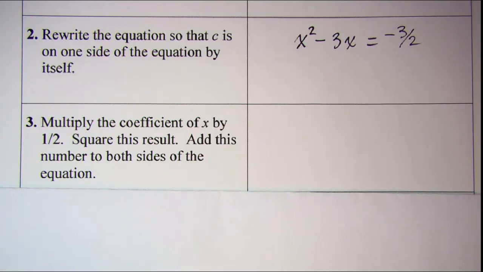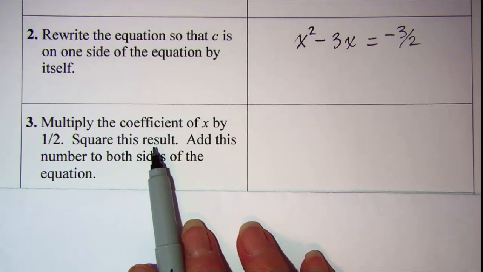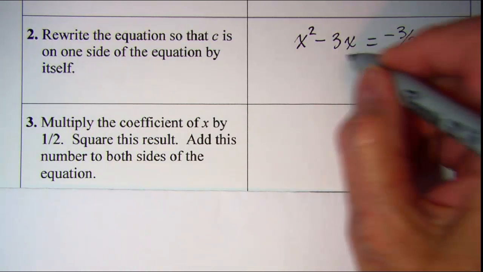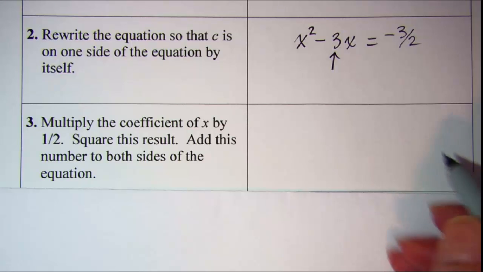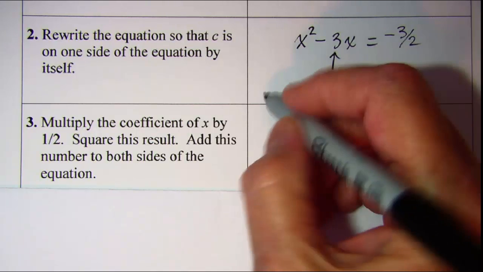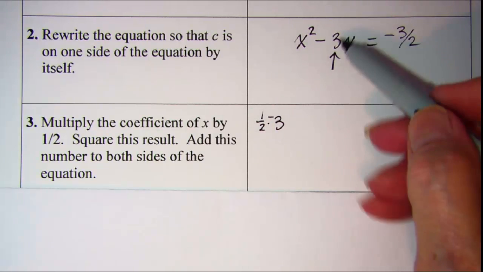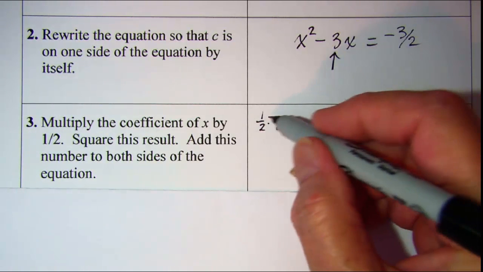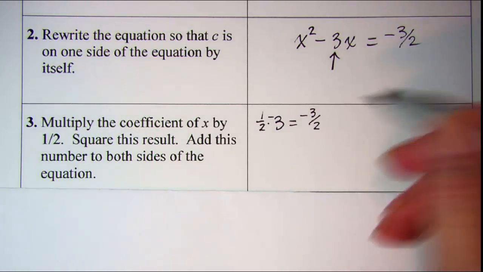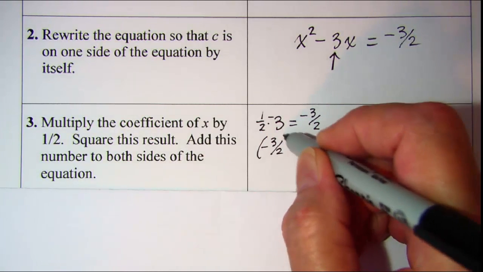Our next step is to multiply the coefficient of x by 1/2, square this result, and add this number to both sides of the equation. So the coefficient of x is 3, and you'll always use that for this step. So we're going to multiply that by 1/2, and that's actually a negative 3 here. So 1/2 of negative 3 is a negative 3/2. Then we're going to square that result. So a negative 3/2 squared.